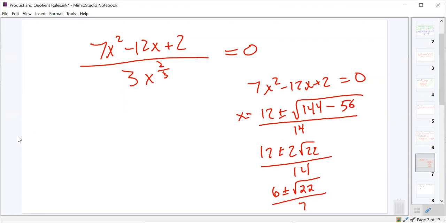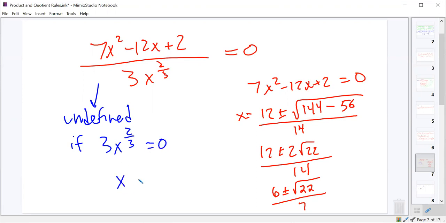When the denominator equals 0. Yeah. Right, this is undefined if 3x to the 2/3 equals 0. And when does that happen? When x is 0. So we know when it's got a vertical tangent line. We know when it's got horizontal tangent lines. We've answered all the questions. Any issues with that? Any questions on that? Does that make sense?